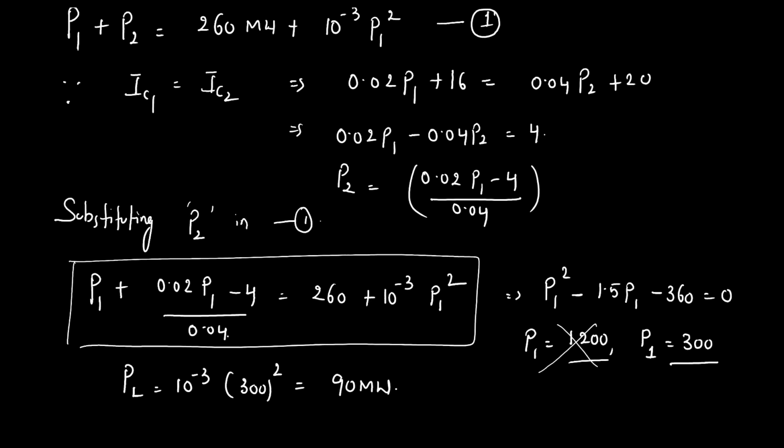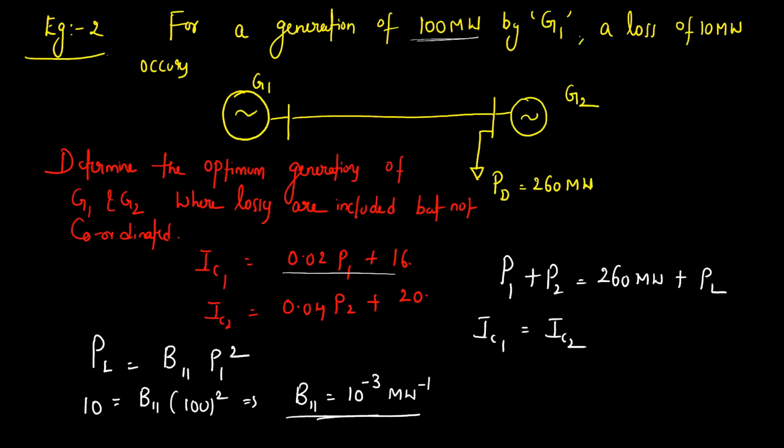So your P2 will become, if you substitute in P1 plus P2 is equal to 260 plus 90, in which P1 is equal to 300, which implies your P2 will become, how much? P2 will become 50 megawatt. Okay, so this is how we have to solve this question. Here the generation P1 is 300 megawatt, generation P2 is 50 megawatt, and the losses are 90 megawatt.